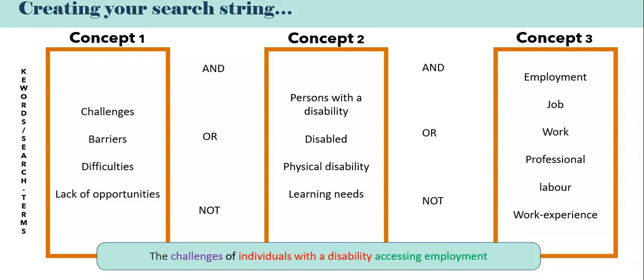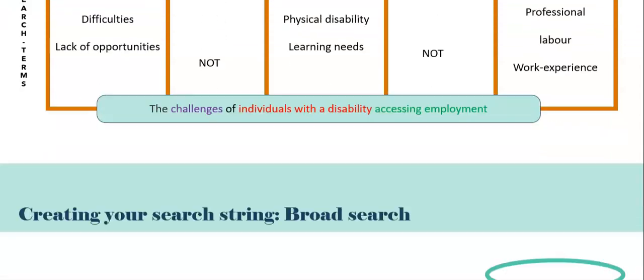Our first concept, we see different variations of the word challenges that we can use for our search. We can identify different keywords associated with the concept of individuals with a disability. And for concept 3, we are looking at different variations of the word employment. This means that we can use a variety of search terms and keywords when searching for information on our topic.